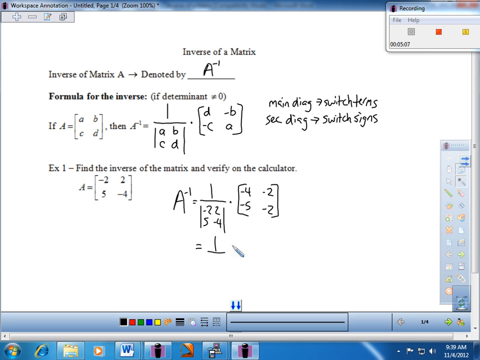So first and foremost, let's see what this piece is. Again, don't forget determinant, that calculation. So main diagonal product minus secondary diagonal product. So -2 times -4 minus 2 times 5. And I end up getting 8 minus 10 when all is said and done. So it's -2. And so you can see essentially the scale factor here is -1/2.